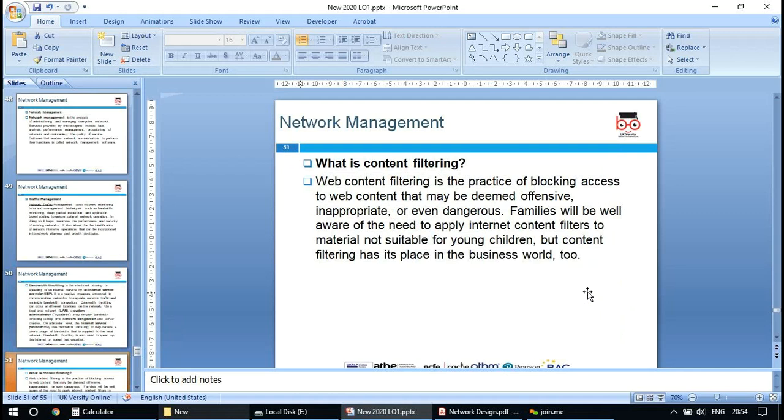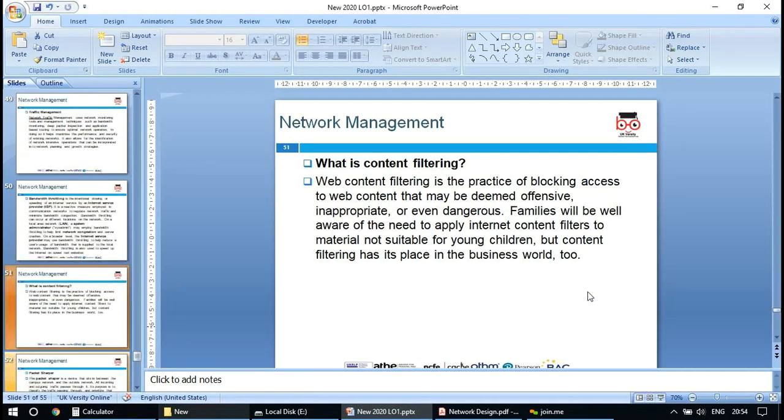Then content filtering. You want to filter the content. Web content filtering is the practice of blocking access to web content that may be deemed offensive, inappropriate, or even dangerous. Families will be well aware of the need to apply internet content filters. That's management too.